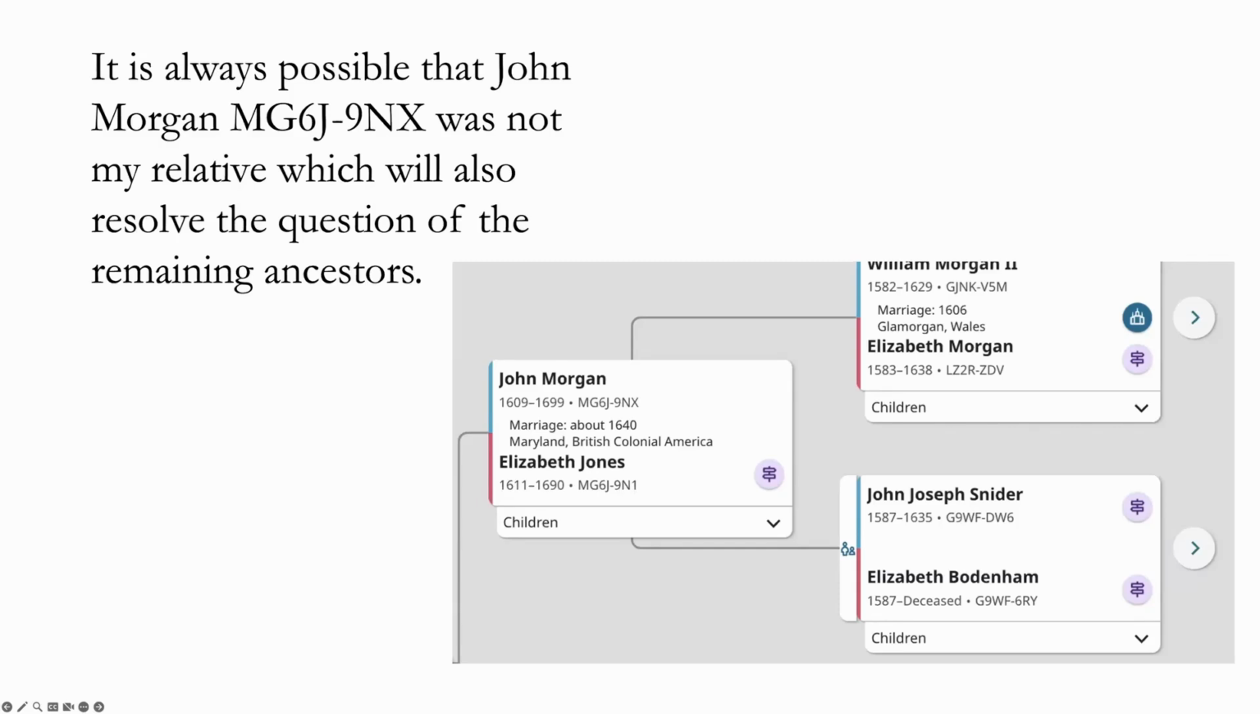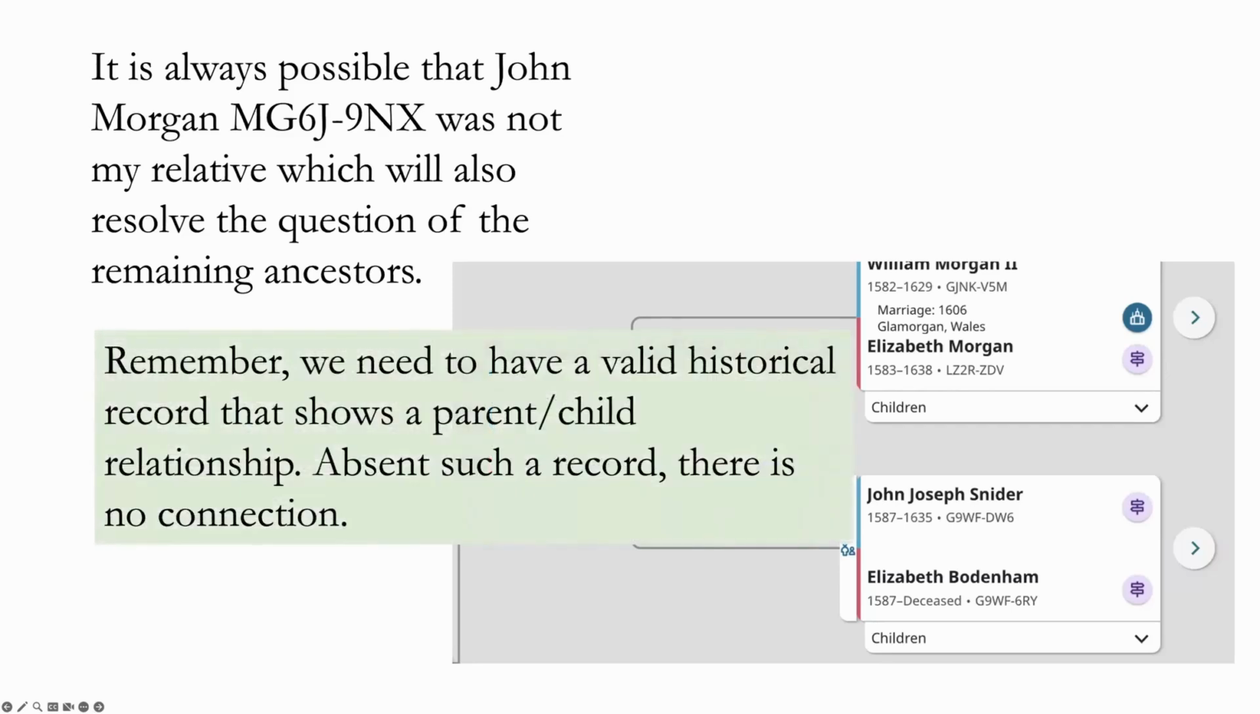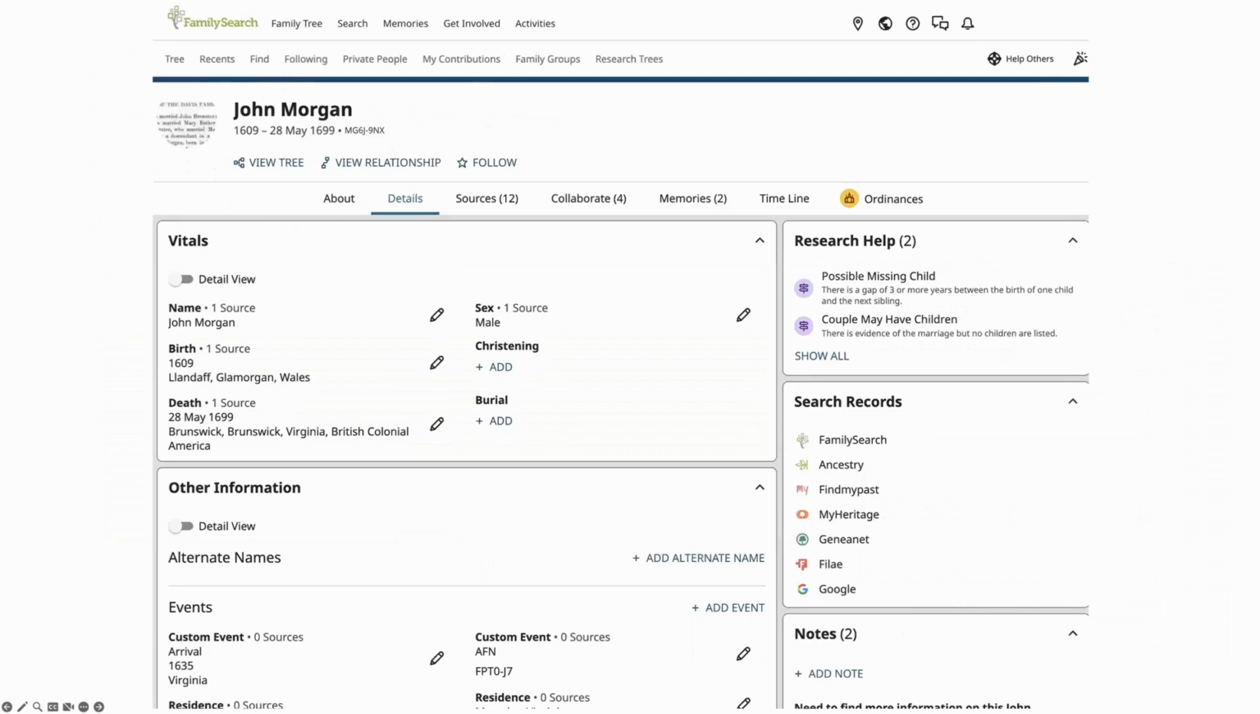Because of the structure of genealogical records, I really can't justify just supposing that this person might be a possible relative if I did enough research. So remember, we need to have a valid historical record that shows that relationship. So there's no connection without that particular record.